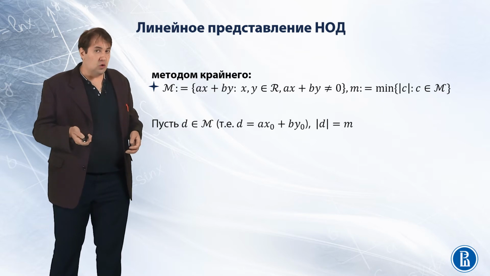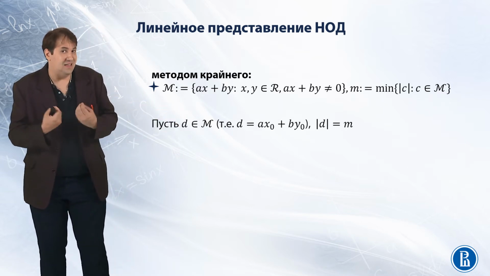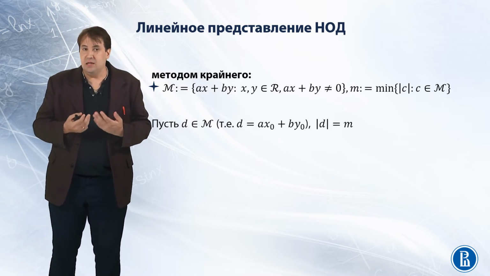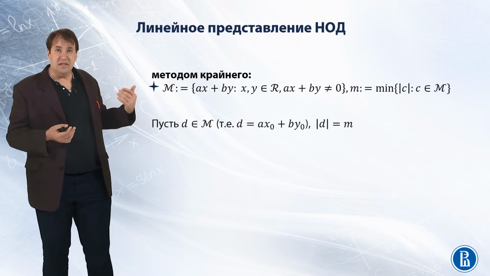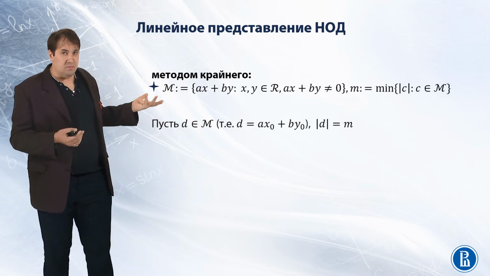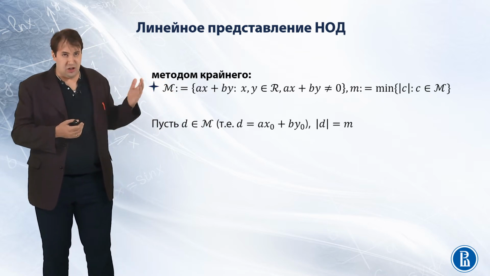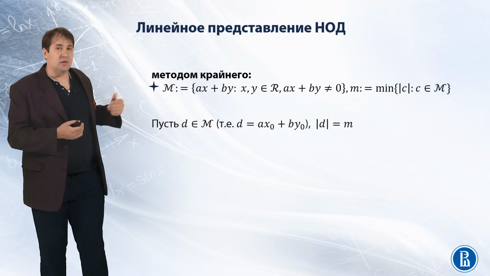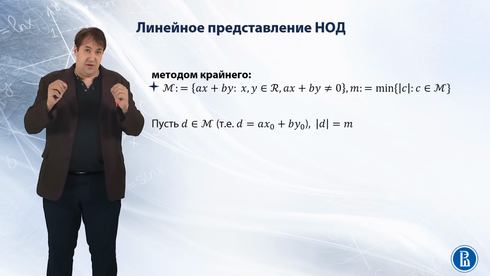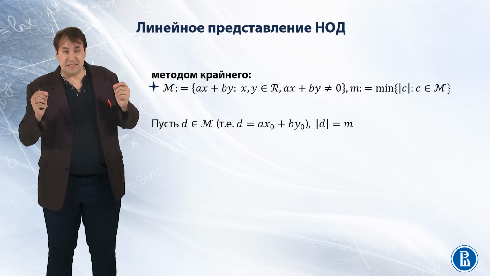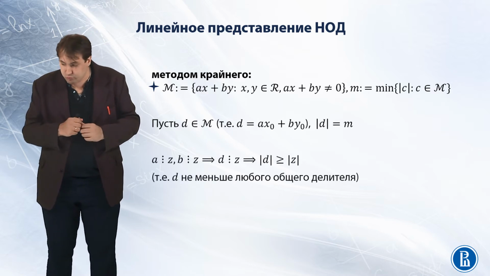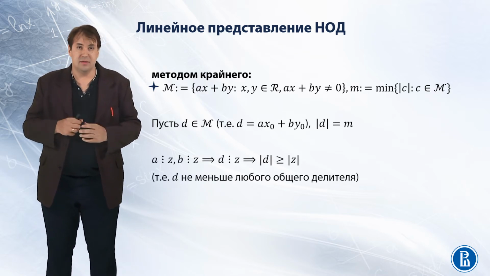Well, if we have the least norm in this set, then there exists an element of the set with such norm. We denote this element by d. So let d be the element of the set. So we know that d can be represented linearly using a and b, and we denote this representation as shown on the slide. So we say that d is equal to a x0 plus b y0, where d is the very element of the set M with norm equal to small m, so the least norm in the big set.